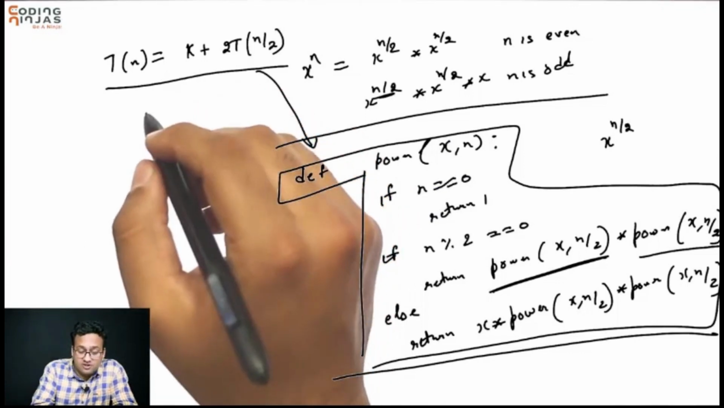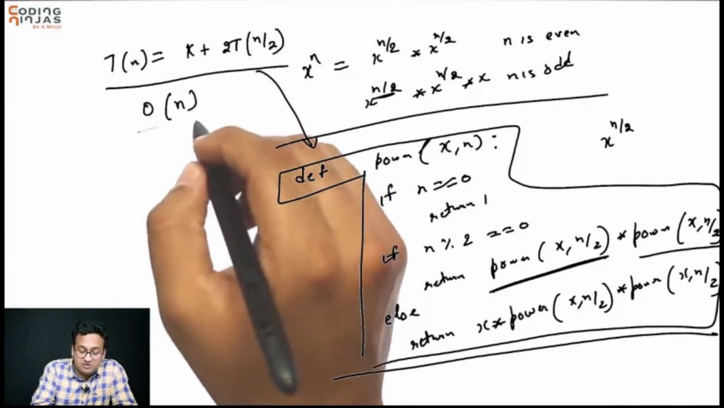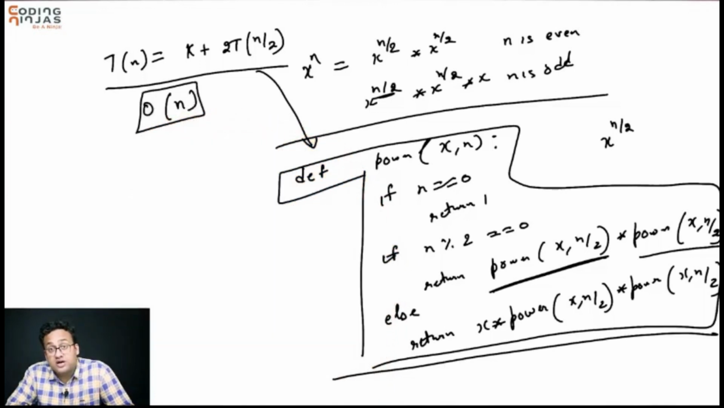You try to work a little bit on this and you will see that this is big O of n. You are actually doing big O of n work. Okay, so your time complexity has not reduced from where we started.